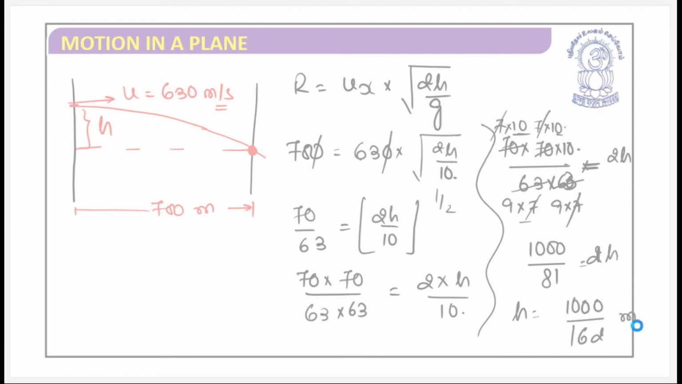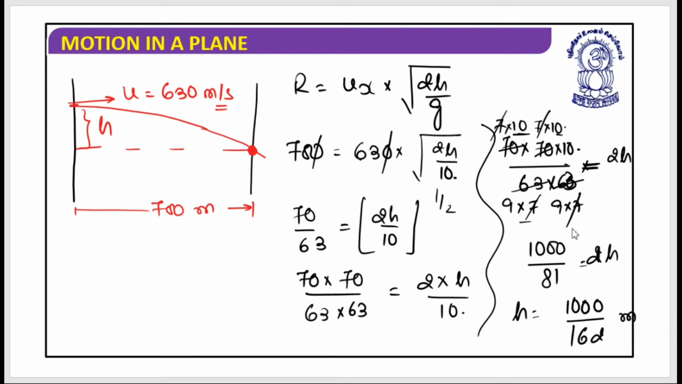I hope those things are clear. Is it clear? So can you do this? This h is equal to 1000 divided by 162 meter. Got it? Ready for the next question? Let's have a look.